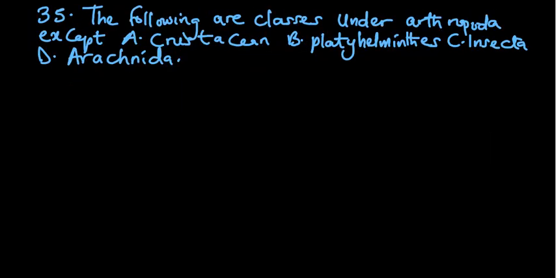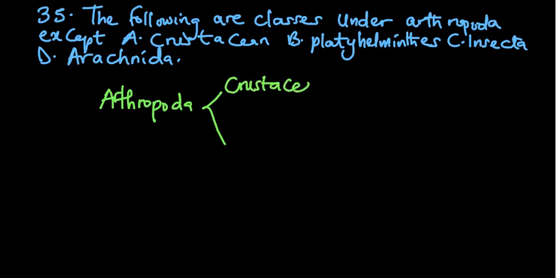The following are classes under Arthropoda except: crustacean, Platyhelminthes, Insecta, Arachnida. Let's look at the classes under Arthropoda. Under Arthropoda we have crustacean, we have Myriapoda, we have Insecta, we have the Arachnida.